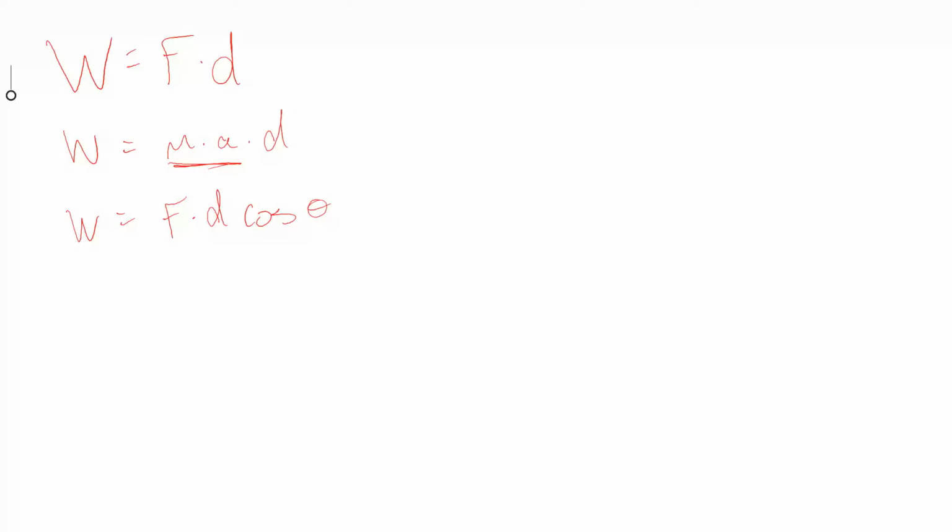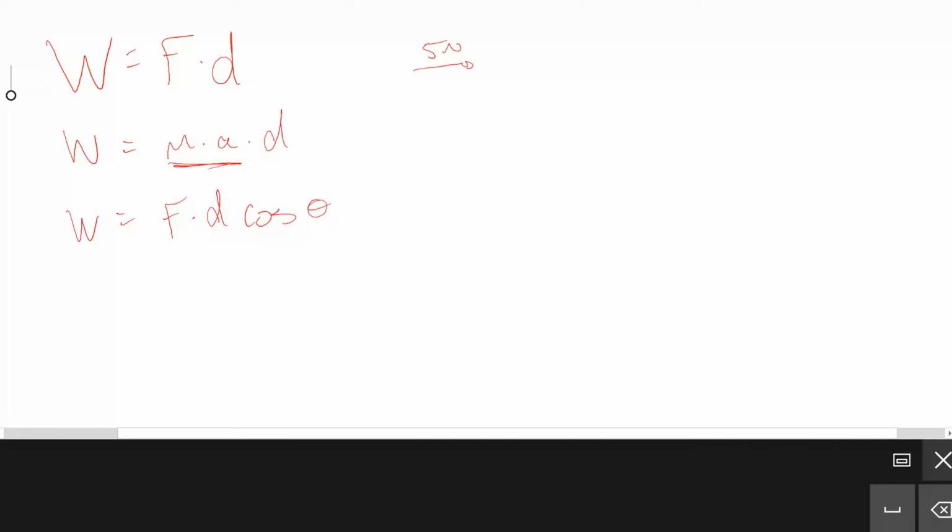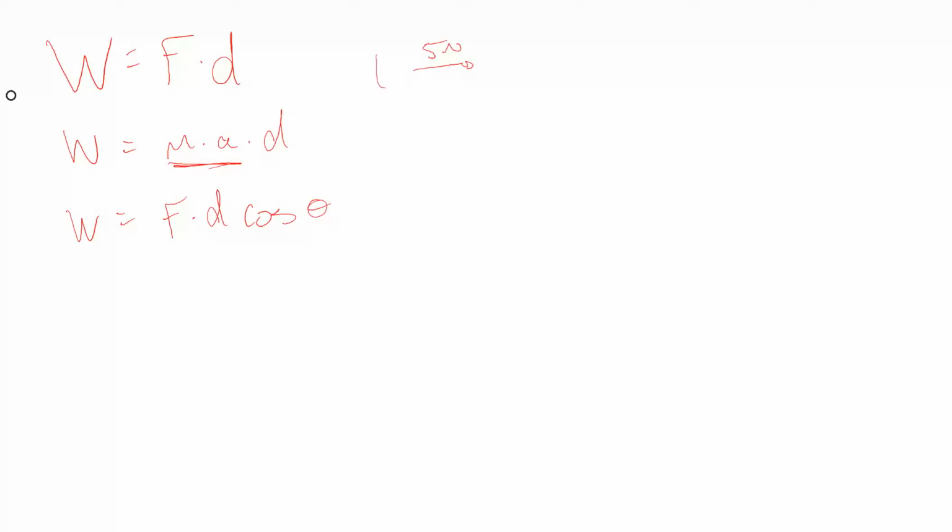Well, if we just have a force of 5 newtons, and that 5 Newton force is going to act on a block for a total of 12 meters, then the work is just equal to force times distance. So 5 times 12 would just be 60 joules. Easy peasy. For us, we're going to complicate things a little bit.